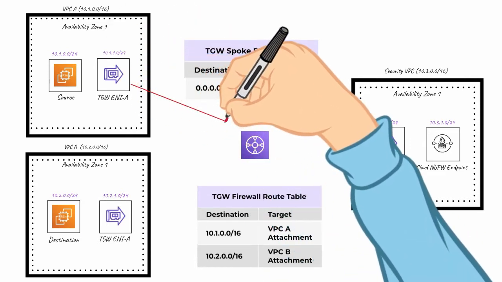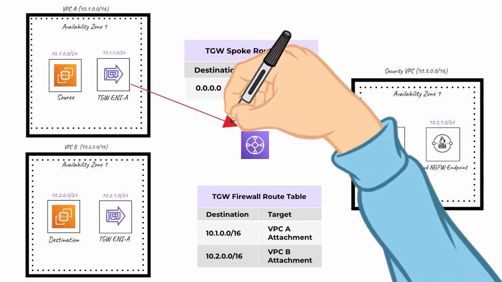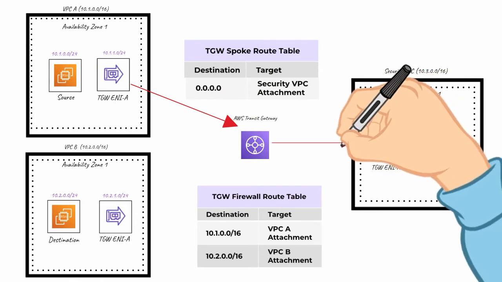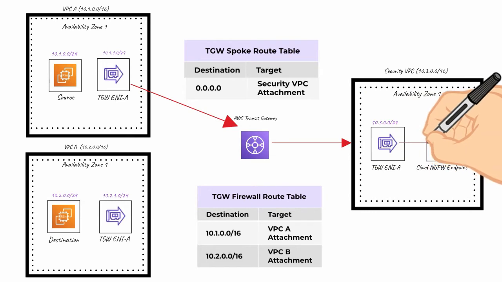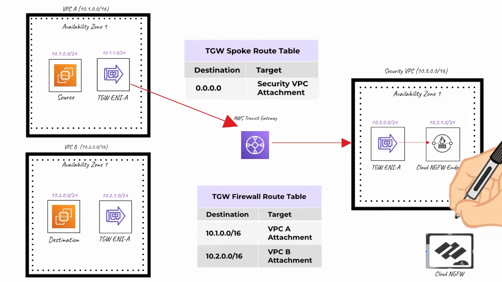Traffic from source instance is sent to the transit gateway through transit gateway attachment. Transit gateway routes traffic to security VPC transit gateway attachment. The transit gateway attachment in security VPC sends traffic to the cloud NGFW endpoint. Endpoint automatically sends traffic to the cloud NGFW for inspection.